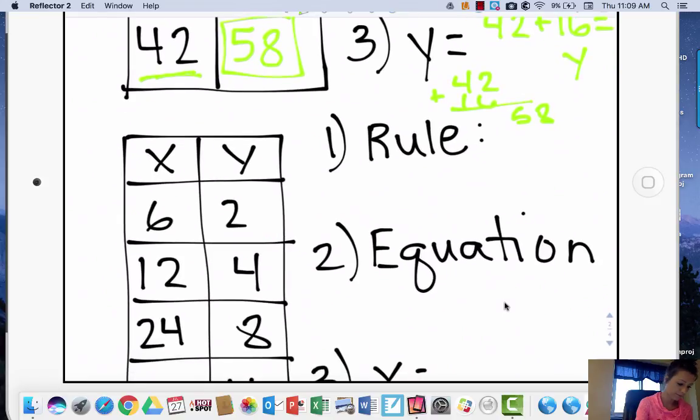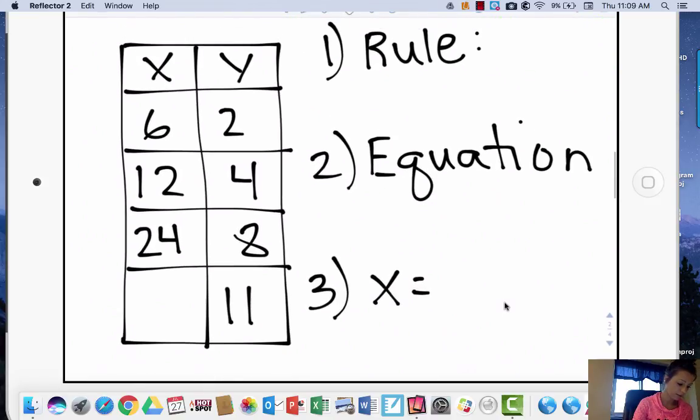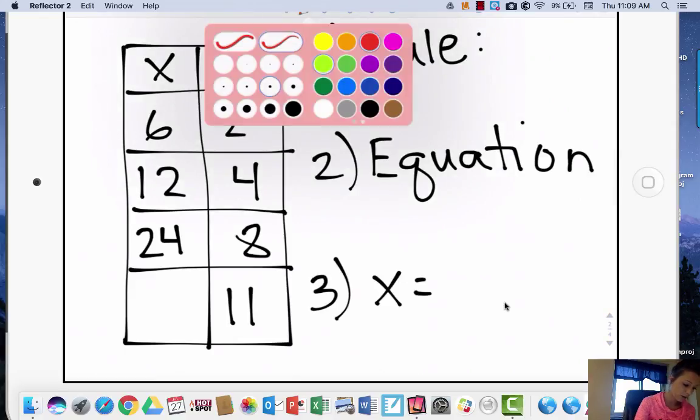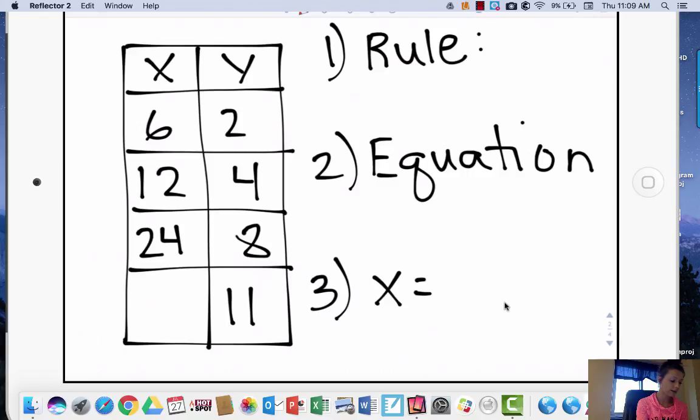Let's do another one. All right. Here we go. We have, when x equals 6, y equals 2. When x equals 12, y equals 4. When x equals 24, y equals 8. And then we're missing this x right here. We're not sure what that is yet.